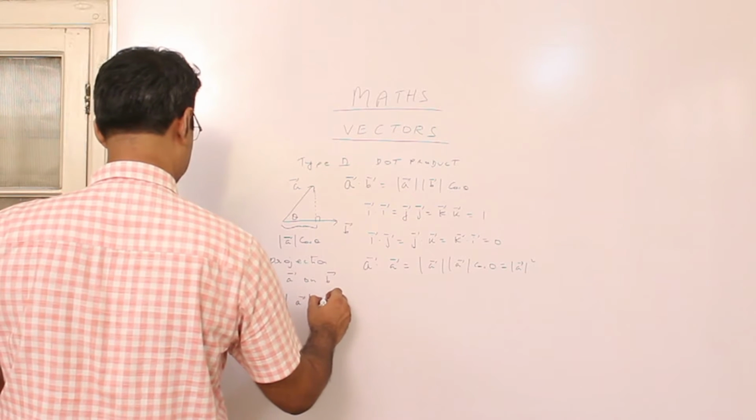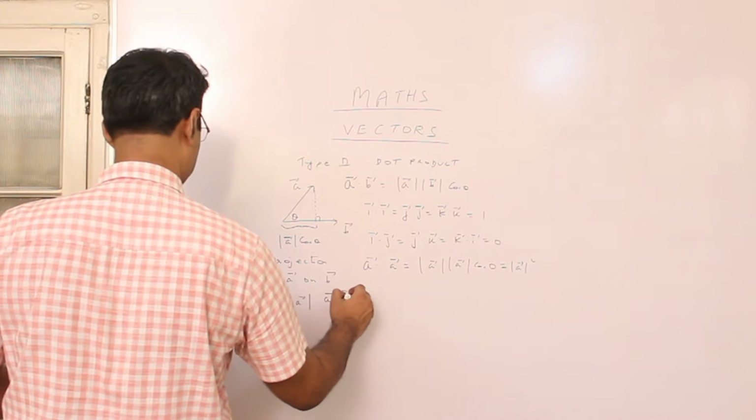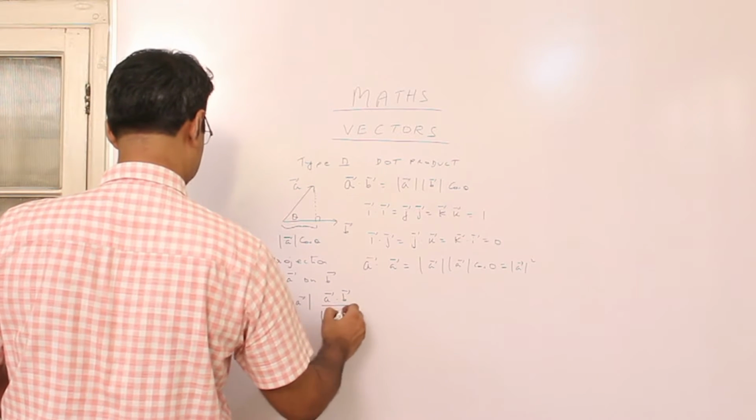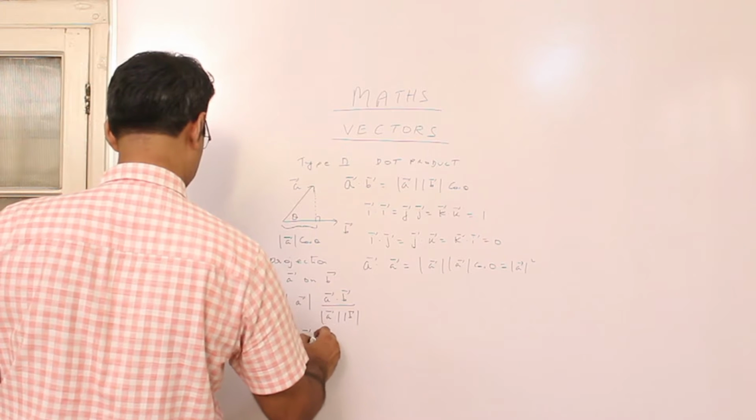You can write it in another way. Cos theta is A dot B by modulus of A into modulus of B.